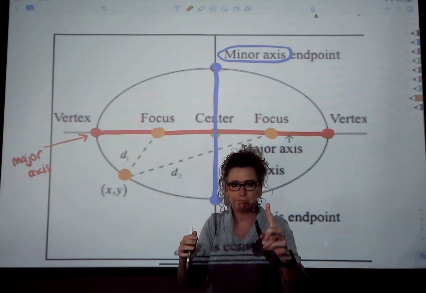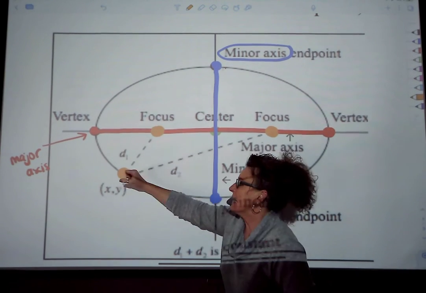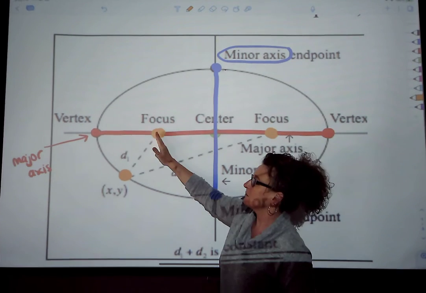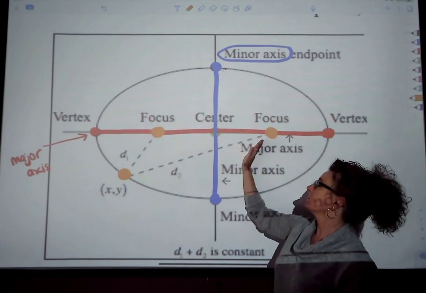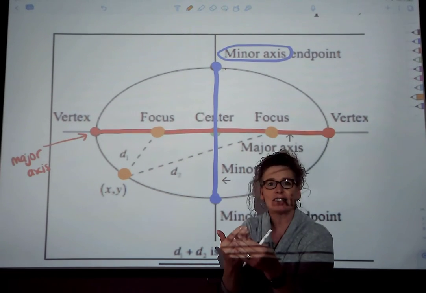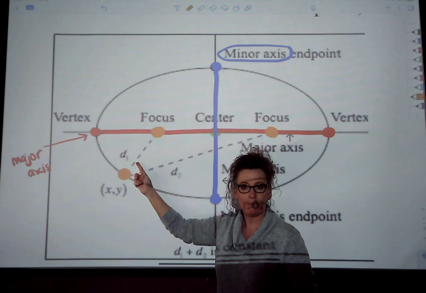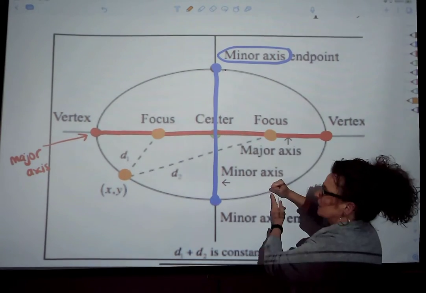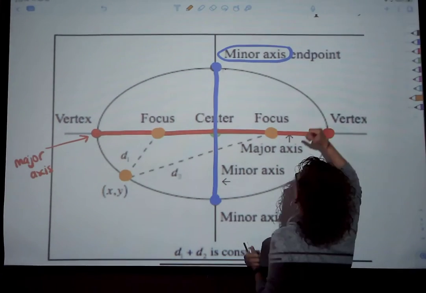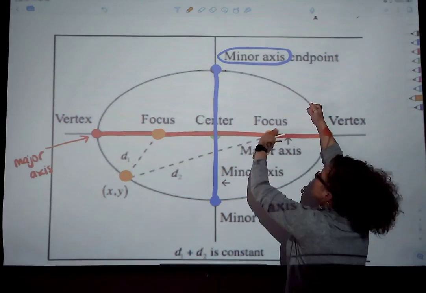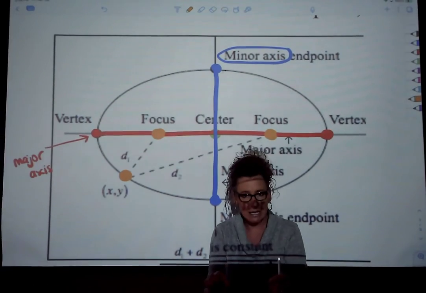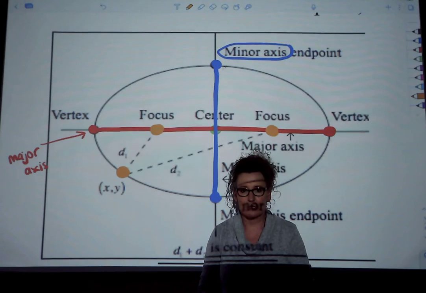Can you imagine adding those lengths together? You get a number. Anywhere I move this point and I say, go back to this focus, get the distance, go back to this focus, add the distances together. It's going to be the exact same. These two added together, or if I made my point over here, these two added together, or if I made my point here, these two added together, I'll always get the same sum. That's what an ellipse is.